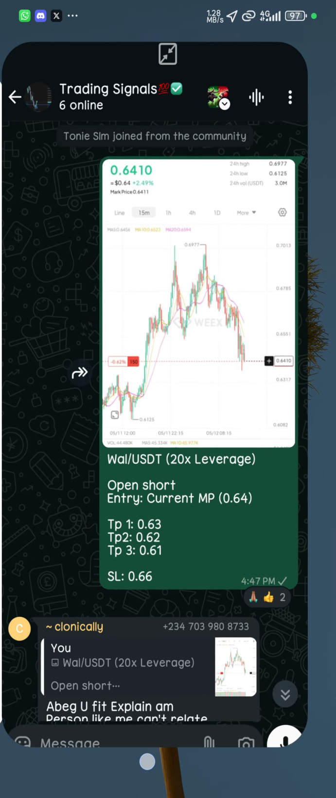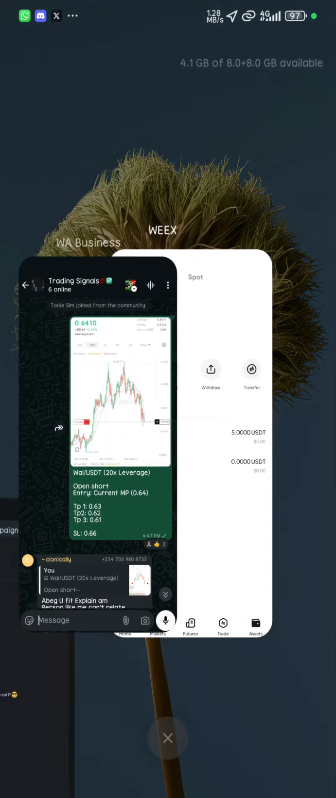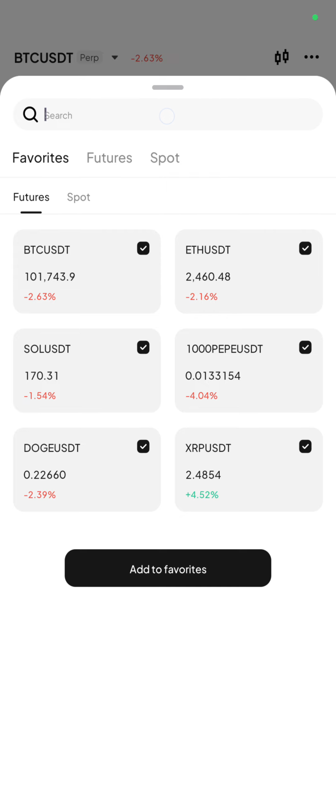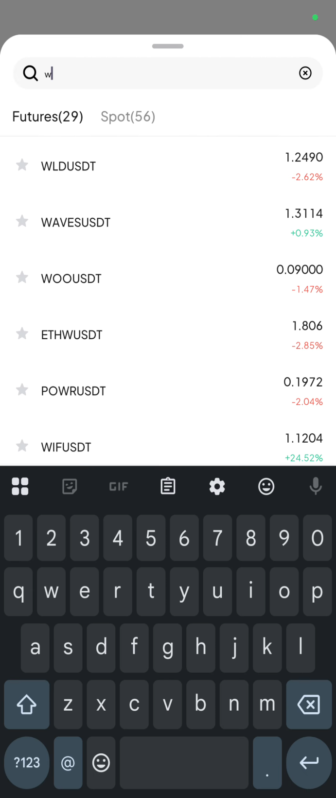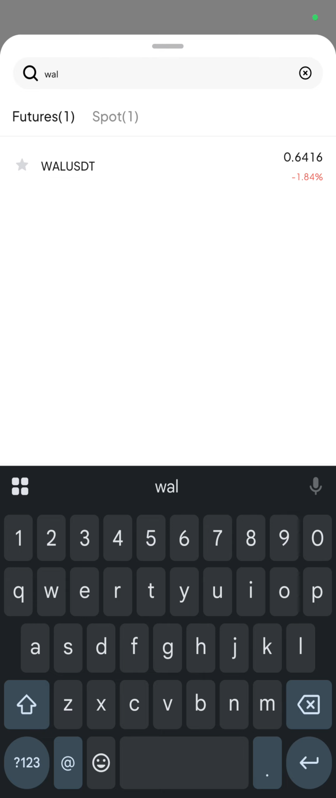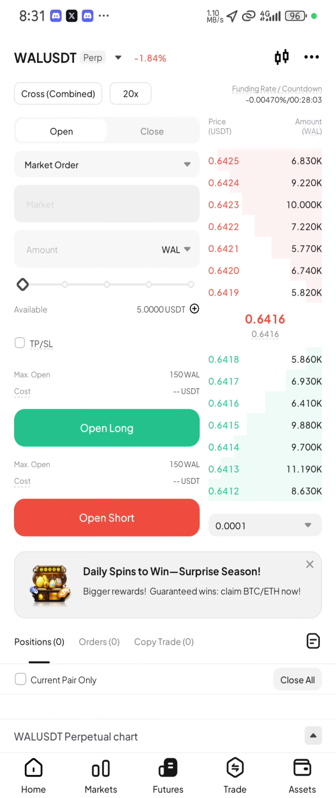So we said we want to trade WOW USDT, right? So we'll go to the futures market. Then here at the top left-hand side that you are seeing BTC USDT, we click on it and we search for WOW, we say it's WOW USDT, so we click on it.